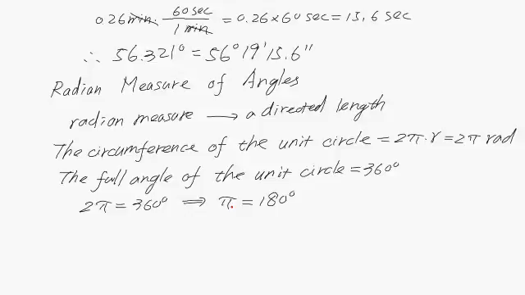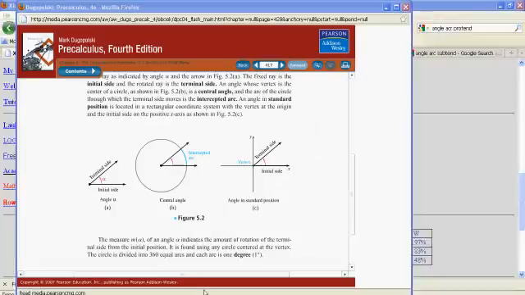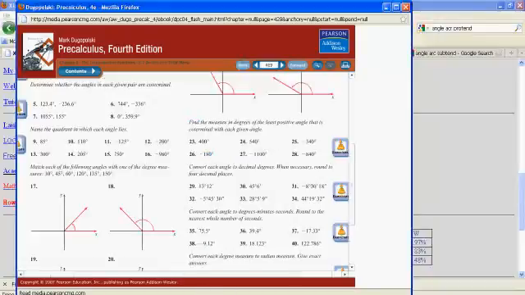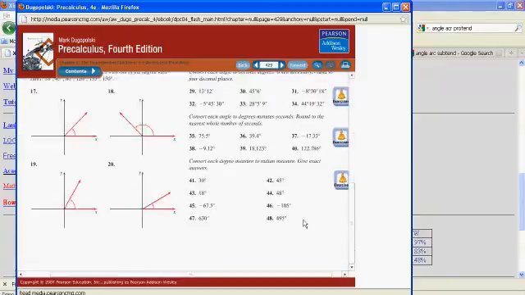We need to do the conversion between the radian measure and the degree measure. Let's go to page 429 and look at problem 46. Convert each degree measure to radian measure. Give exact answers. Okay.